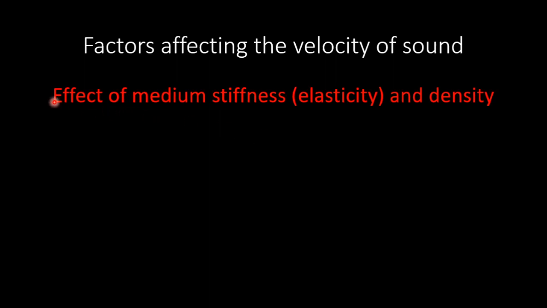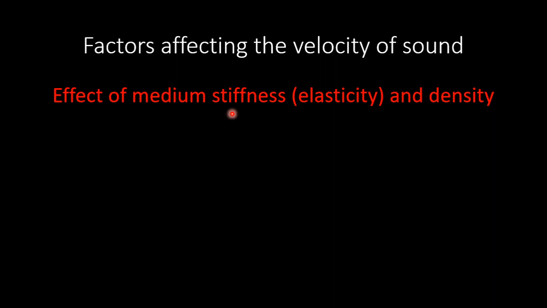Now we will also understand the effect of medium stiffness and density. We know that stiffness or rigidity is a property of a solid, liquid, or even gaseous object to resist deformation due to application of force. That means if there is a material which cannot be deformed easily by the application of force, it has a great stiffness or rigidity. So as a material has a great stiffness or rigidity, it has less elasticity.